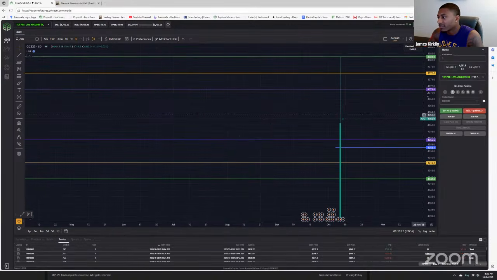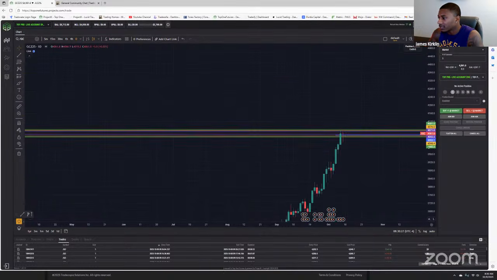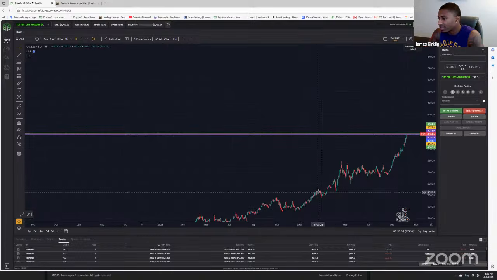Starting the same way pretty much every day, start with the daily time frame. We see that price is just on a run, just running up. That's all price has been doing, just buying, buying, buying.